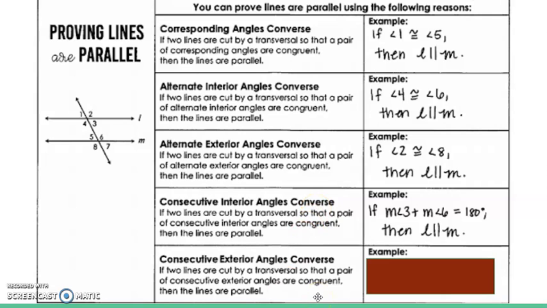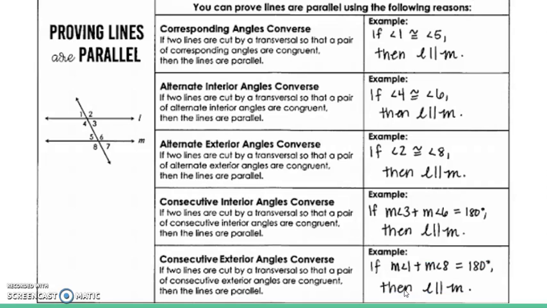Our last example or type of angle is our consecutive exterior angles converse. And that's saying that if two consecutive exterior angles are supplementary, then our lines are parallel. So our example would be if the measure of angle 1 plus the measure of angle 8 equals 180 degrees, then line L is parallel to M. So we're still using those same types of angles. We're just flipping the order, and we're looking at the angle measures before we say the lines are parallel.